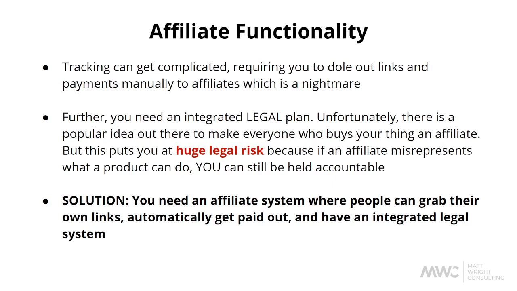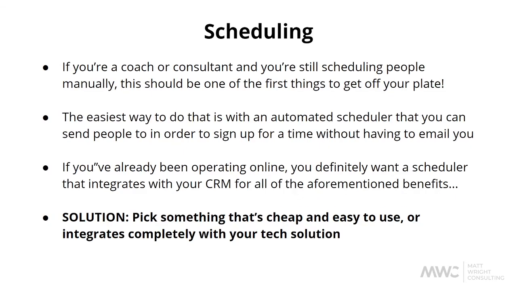So the solution for all this is you need an affiliate system where people can grab their own links, manage their own links, automatically get paid out, have an integrated legal system, have payout tiers, and properly qualify affiliates. So the next function is scheduling. If you're a coach or consultant and you're still scheduling people manually, this should be one of the first things you get off your plate. And the easiest way to do this is with an automated scheduler that you can send people to in order to sign up for a time, without having to email back and forth, saying, oh, are you free at 4?